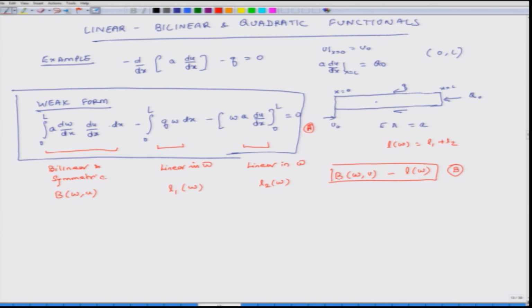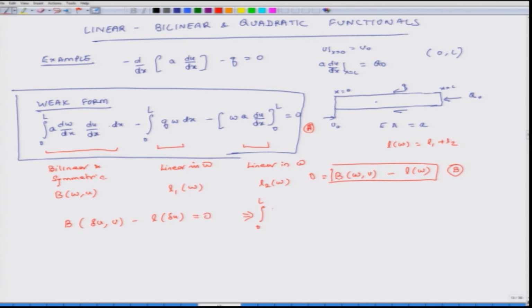So, equation A and B are the same. B represents this bilinear term and L represents all other things. So, of course, I have to put a 0 here. And then in the last class we had discussed that W has to be so chosen such that it represents the variation in U. So, I will rewrite this equation like this.